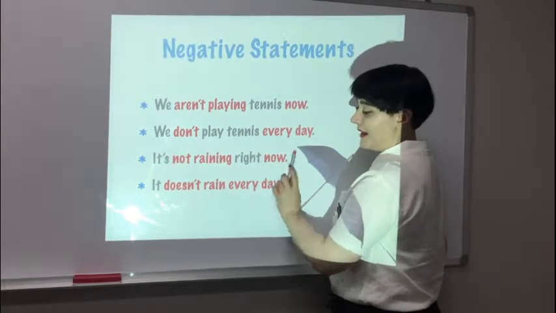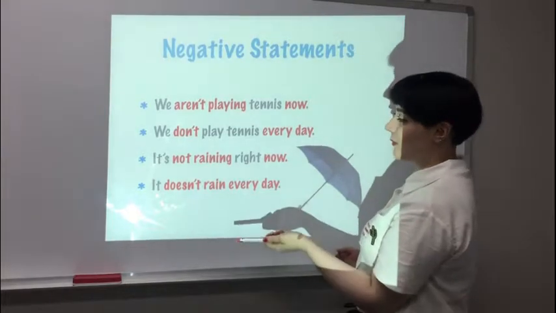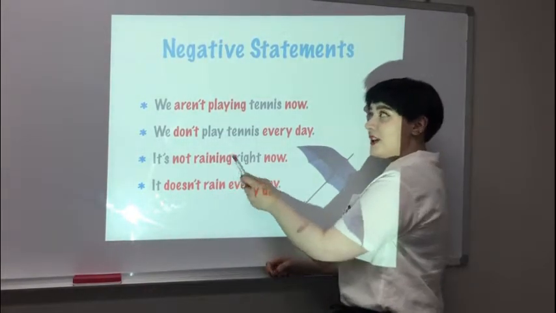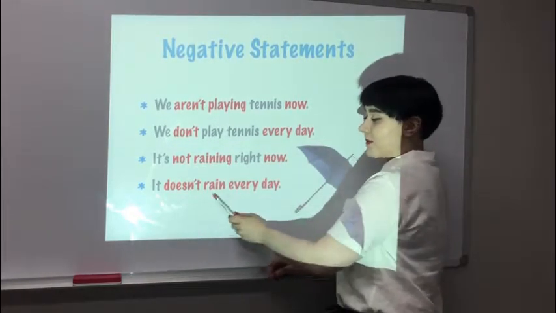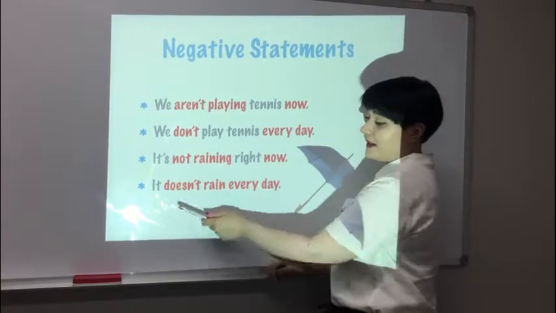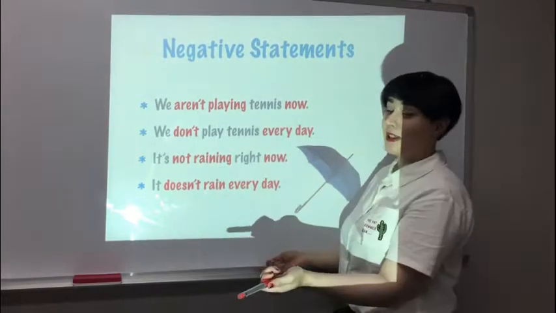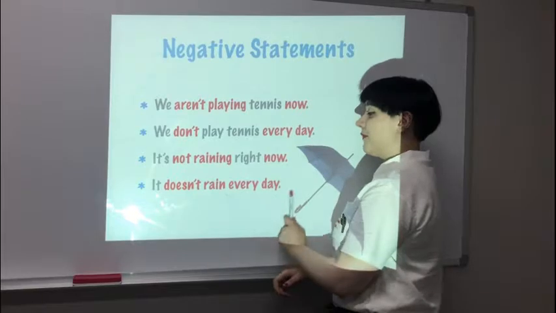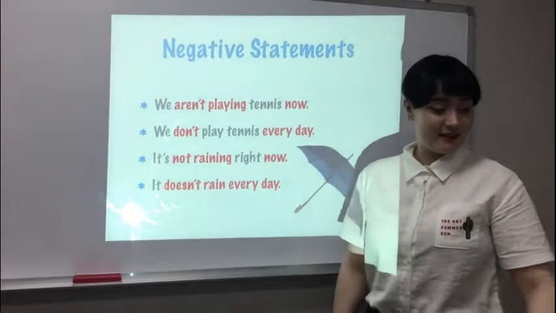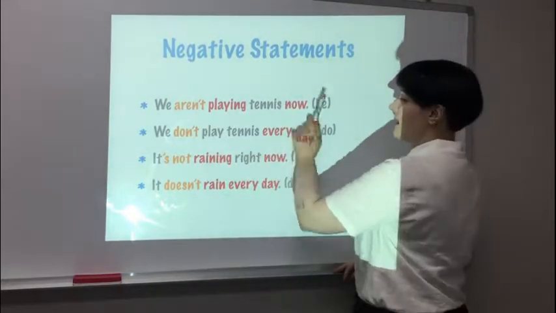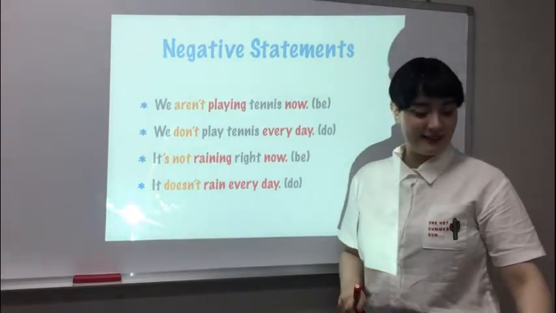Then, it's not raining right now. Because of now, we already know that it's present progressive, and also we have ing plus not. Then, it doesn't rain every day. Here, doesn't is a form of do, which we use only for simple present, plus it's an everyday routine, plus we don't have ing here. So as you can see: aren't, be; don't, do; it's not, be; doesn't, do again.